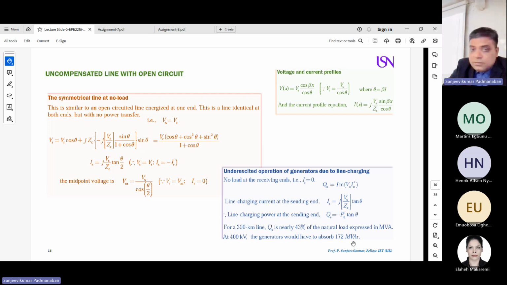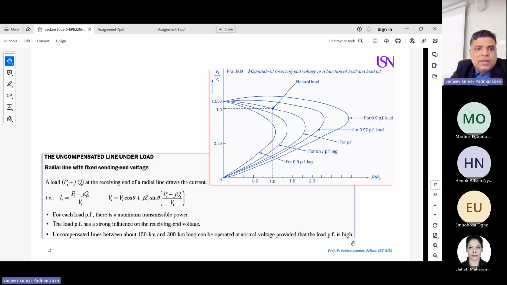Can I go to the next one? So this is an example of an uncompensated network with a line under load. So when I put the load, what happened? First, we will see the diagram that can give you a clear idea.